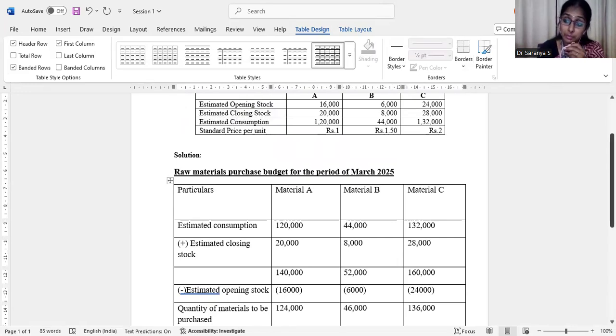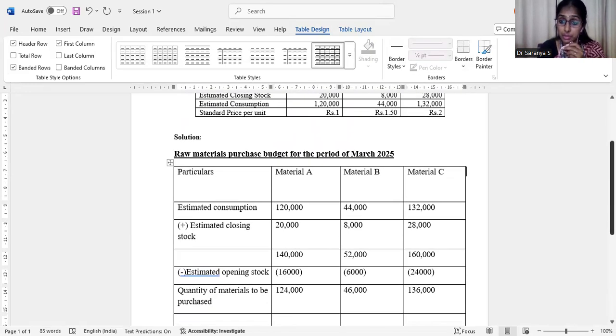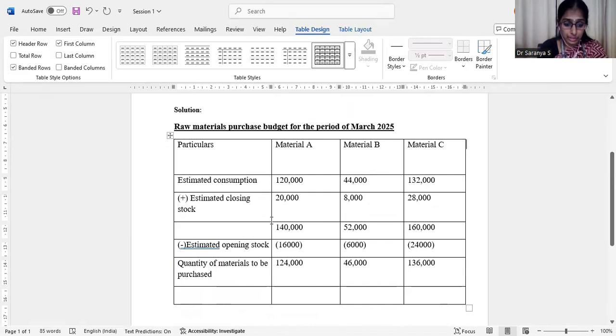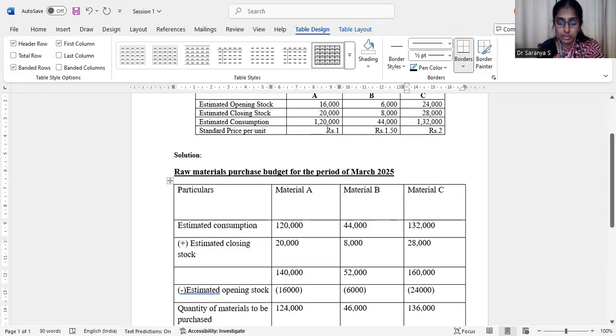Now standard price is given for each material. So I'm writing it here. Standard price per unit it is given. The standard price is given as rupees 1, rupees 1.5 and rupees 2.